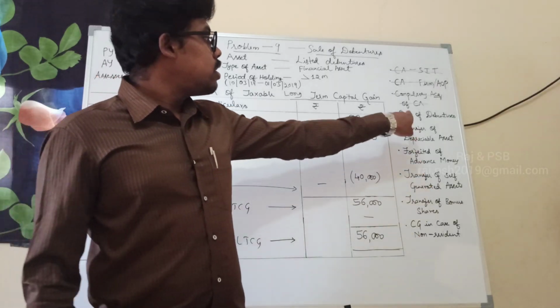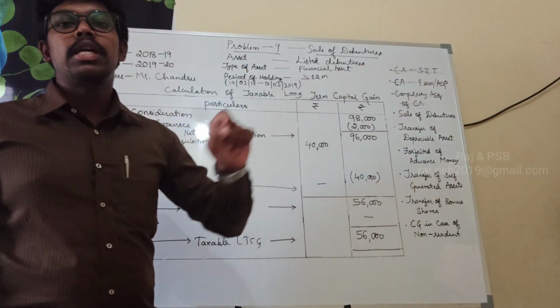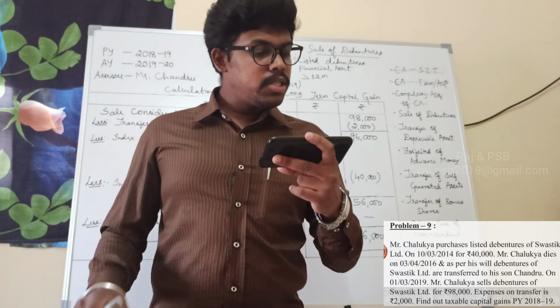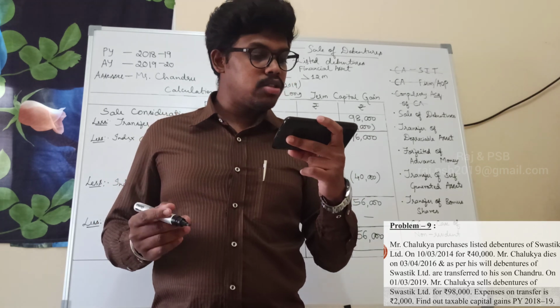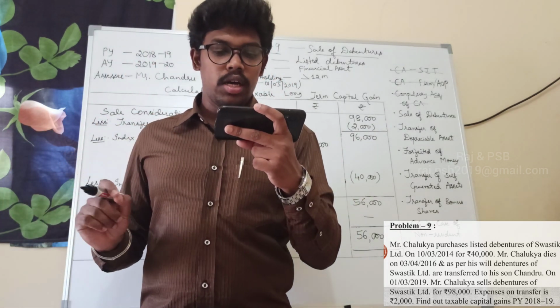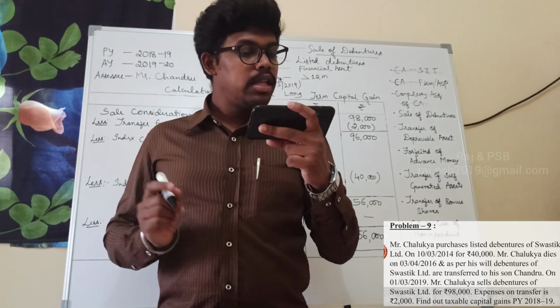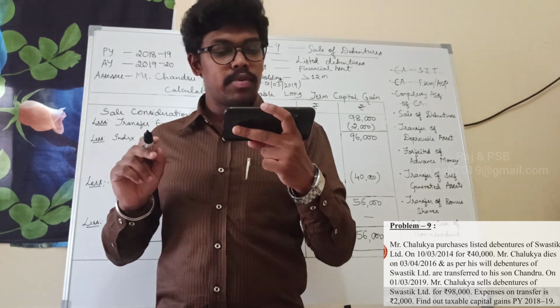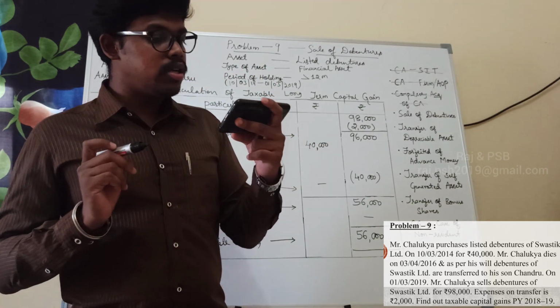Next topic is sale of debentures. From sale of debentures, in problem number 9, let us see: Mr. Chalukya purchases listed debentures of Swastik Limited on 10/3/2014 for rupees 40,000. Mr. Chalukya dies on 3/4/2016, and as per the will, the debentures of Swastik Limited are transferred to his son Chandru.